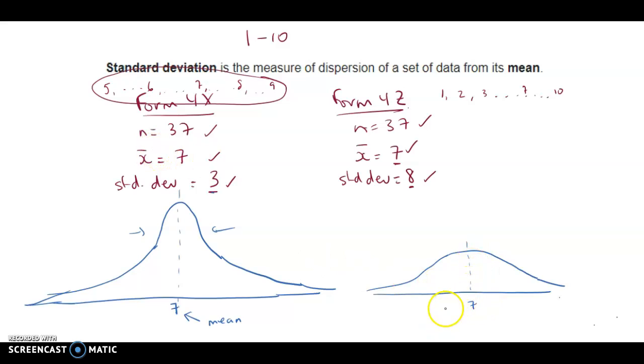So this is how you could interpret the bell-shaped curve with standard deviation. A smaller standard deviation means that it's a steeper curve. A bigger standard deviation means that it's a flatter curve, and it's because the spread is wider, whereas a smaller standard deviation says that the spread is narrower.